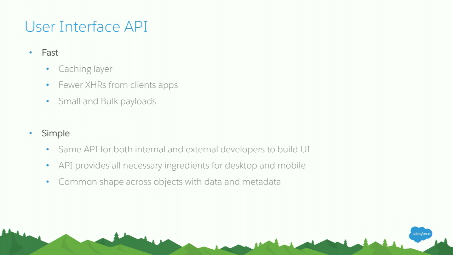So the benefits of User Interface API are that it's fast because we cache metadata, so that we help cut down on the number of API calls. We have a lot of features that are built for supporting development for mobile, such as being able to do bulk payloads and smaller payloads if you're just refreshing data, as opposed to getting giant responses back. And as I said before, it's the same API that we use for Lightning. So what's good for us is good for our customers, and we want to share.